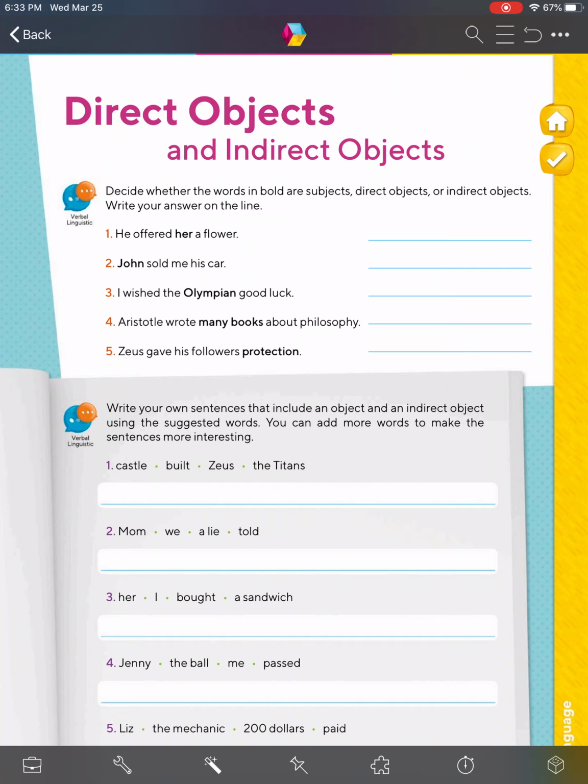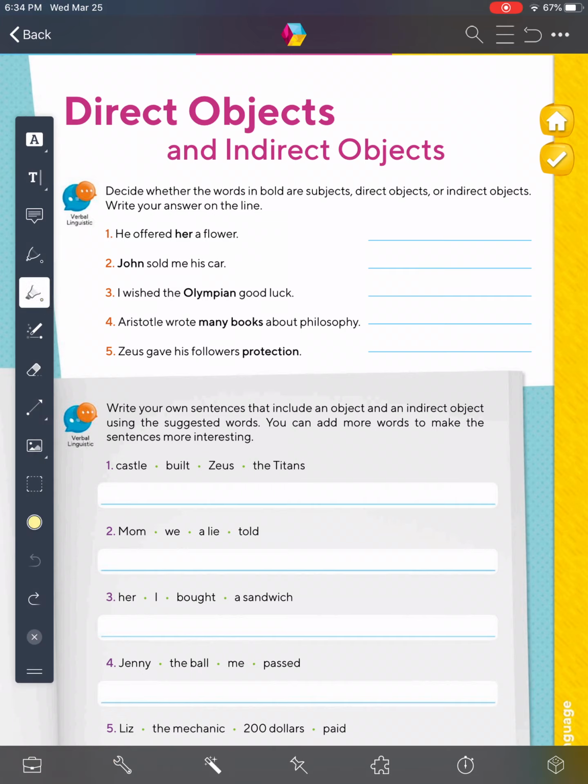Basically, a review of what we have been studying yesterday and the day before yesterday. As far as you know, direct objects are the nouns receiving the action of the verb, and indirect objects respond to the question to who or for what. So I'm going to read the instructions for you to be sure that we understand what we have to do. Okay? The instruction says, decide whether the words in bold are subjects, direct objects, or indirect objects. Write your answer on the line.